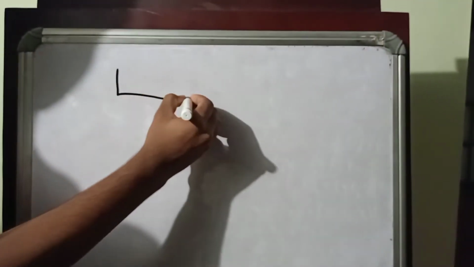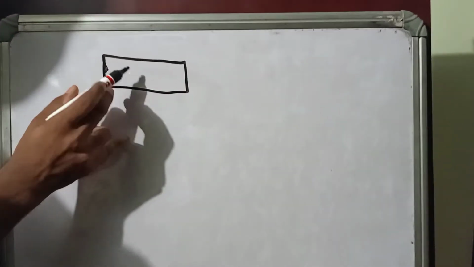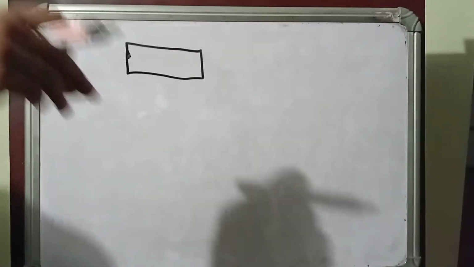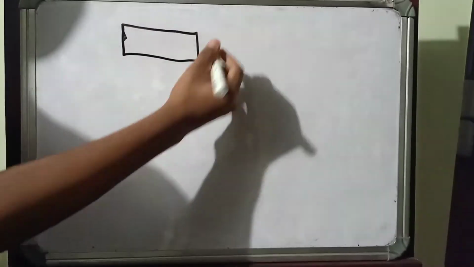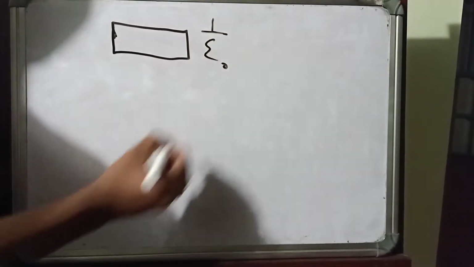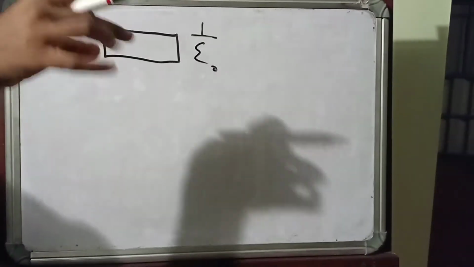Let me give an example. Consider this as a closed rectangular box, and it has some charged bodies in it. The electric field in a certain given area is called the electric flux. Don't forget that. The electric flux of this enclosed surface is equal to 1 by epsilon naught times the total charge enclosed in this system.